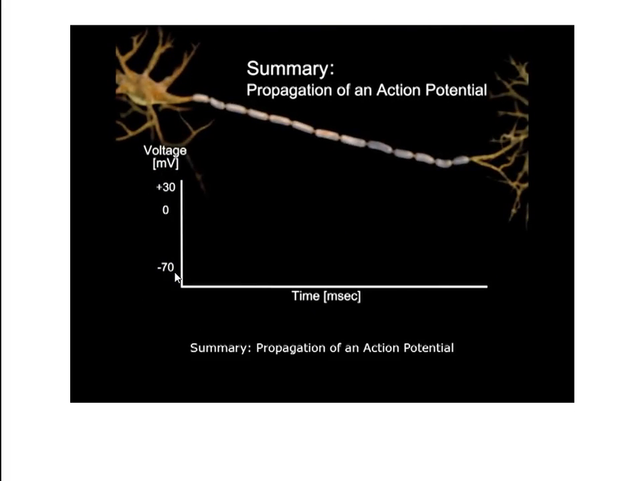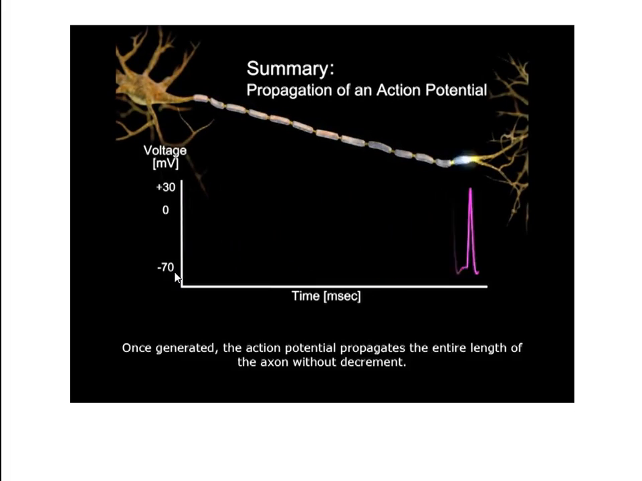Summary: propagation of an action potential. Once generated, the action potential propagates the entire length of the axon without decrement. And that ends the notes on the nervous system.